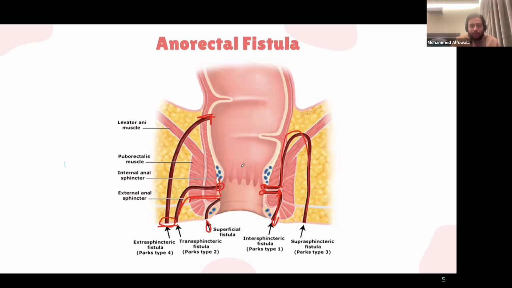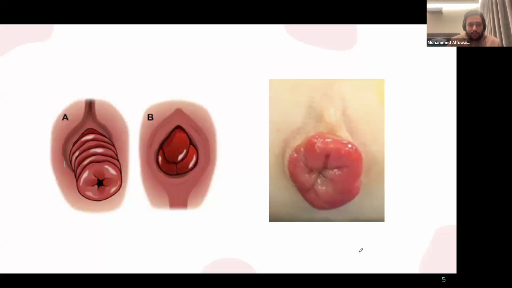It's a bit too advanced. Just know that this classification exists, the Parkes classification. There's 4 types: intersphincteric, transsphincteric, supra, and extra, okay? I think the most common one is intersphincteric. I believe so, but double check on that. Okay, that's pretty much it for anorectal fistulas.